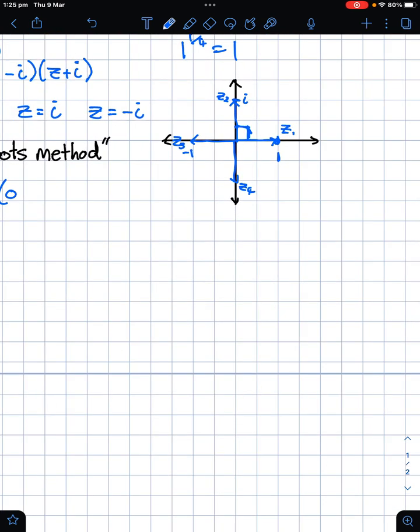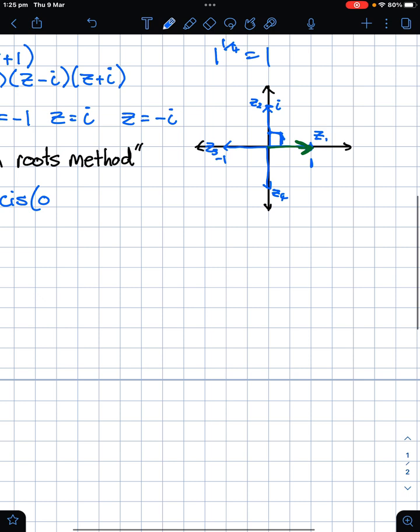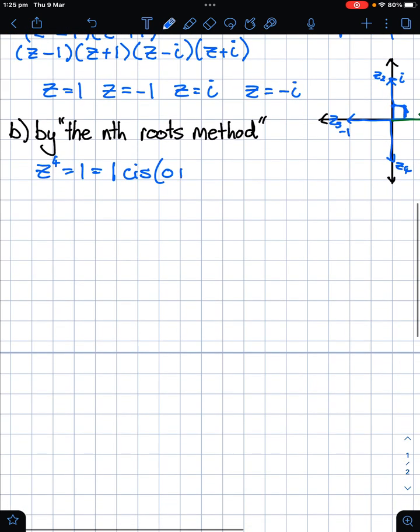So 1, I'm just going to use this Argand plane. 1 is this value out here. It has a length of 1 and then it's got an angle of 0. But every time we rotate around by 2 pi, we end back at the same point. So we also need to go plus 2 pi, and then times that by k. That's going to be our possible solutions.